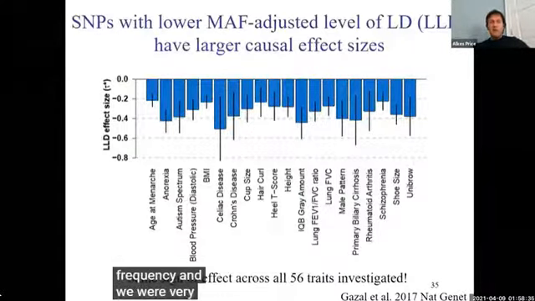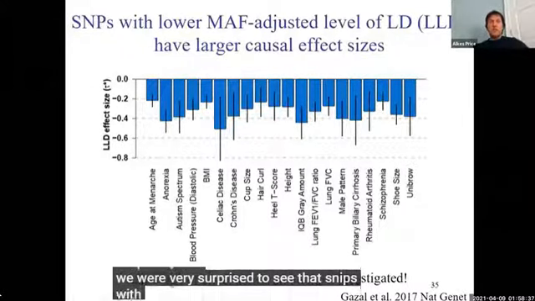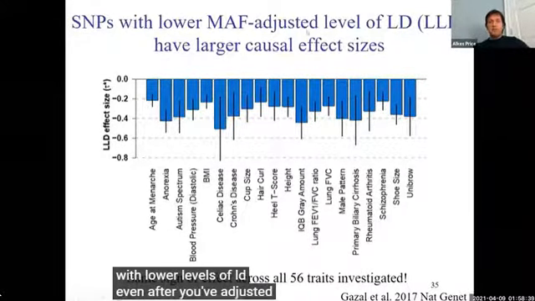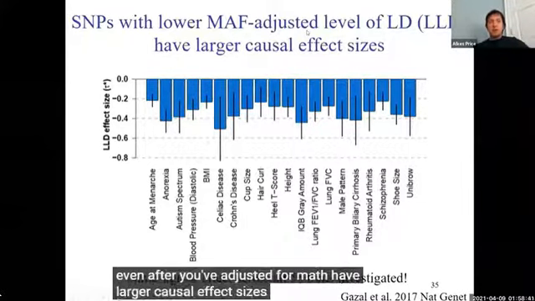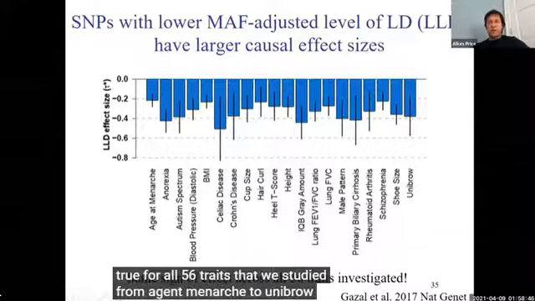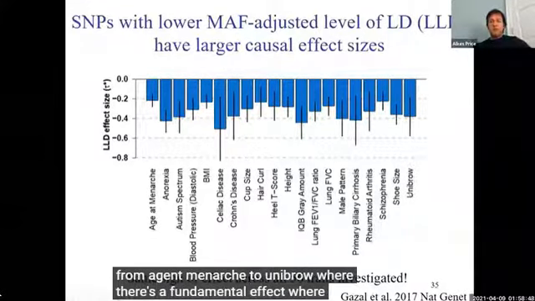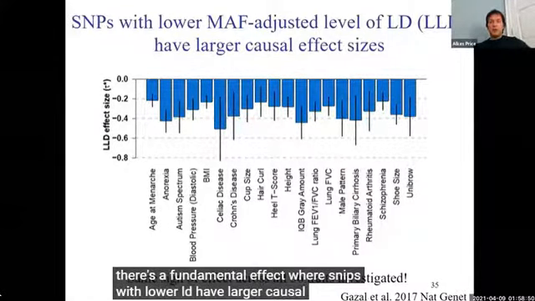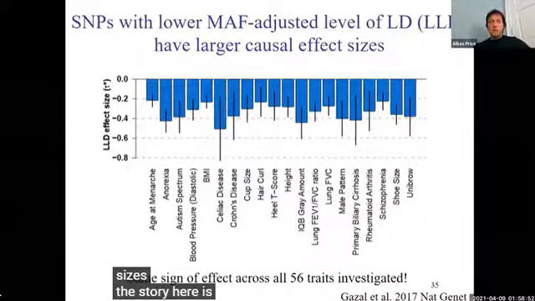And we were very surprised to see that SNPs with lower levels of LD, even after you've adjusted for MAF, have larger causal effect sizes. And this is true for all 56 traits that we studied, from age at menarche to unibrow, where there's a fundamental effect where SNPs with lower LD have larger causal effect sizes. The story here is rich and complicated.